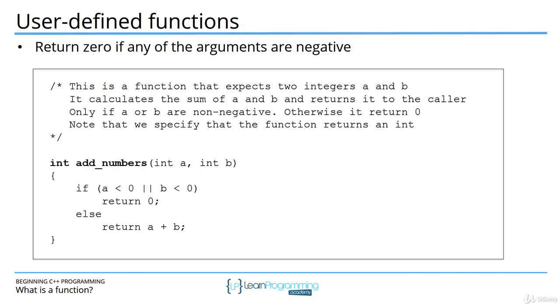So this is what the function might look like if we had to return 0 if either a or b is negative. It would probably be a good idea to give this function a better name, but hopefully this preview example gives you a good high-level view of a simple user-defined function. Let's head over to the IDE and use some of the functions in the C++ standard library.